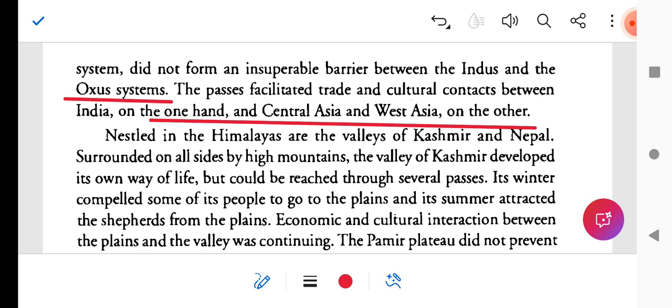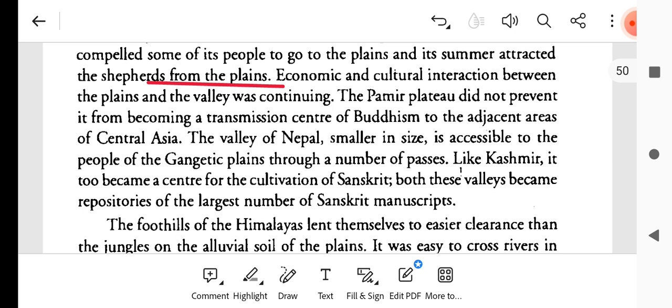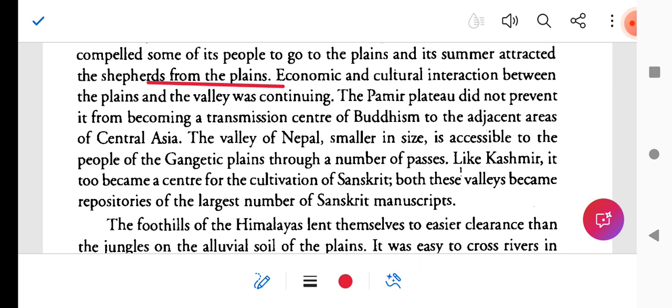Nestled in the Himalayas are the valleys of Kashmir and Nepal. Surrounded on all sides by high mountains, the valley of Kashmir developed its own way of life but could be reached through several passes. Its winter compelled some of its people to go to the plains, and its summer attracted the shepherds from the plains. Economic and cultural interaction between the plains and the valley was continuing.